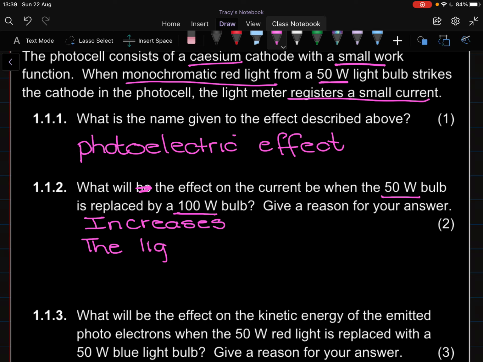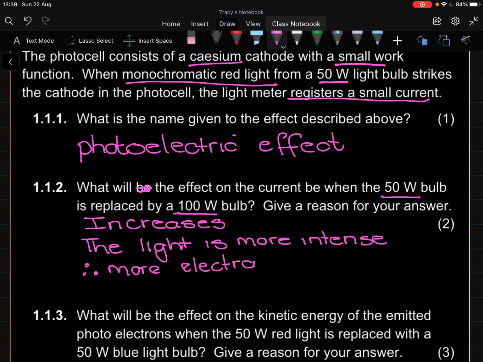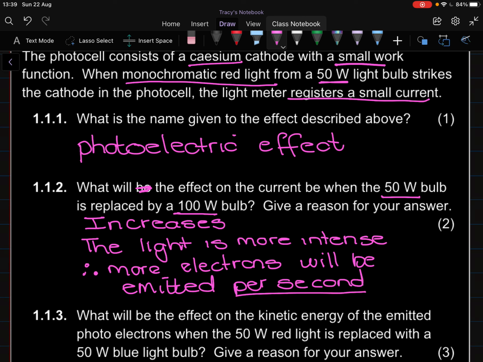The light is more intense, therefore more electrons will be emitted. Now be careful, you're going to forget something very important here. Emitted per second. Okay, don't forget the per second because we're looking at current. Current is about the rate of flow of charge, so it's got to be per second.